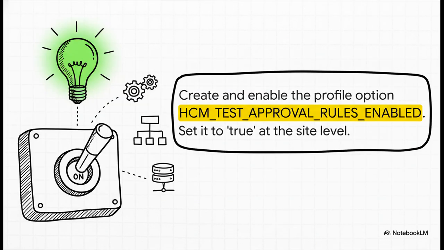The very first step is to set up a profile option called HCM_TEST_APPROVAL_RULES_ENABLED. You're going to want to set this at the site level, and here's the most important part. Set its value to true. Think of this as the master switch that turns on all the simulation magic across your system.